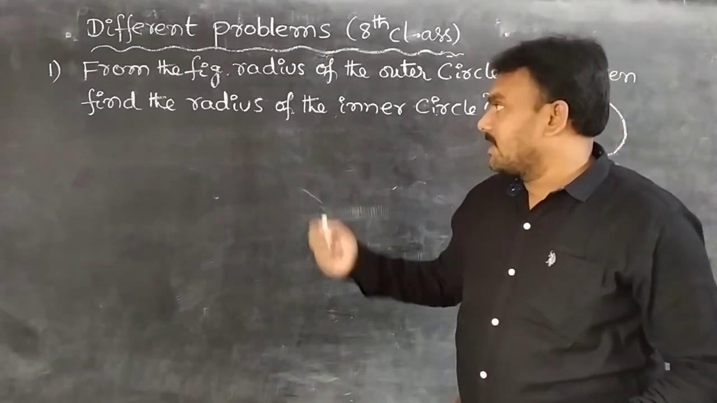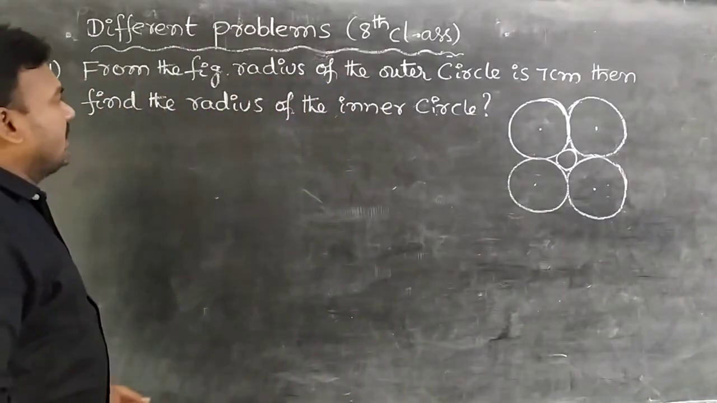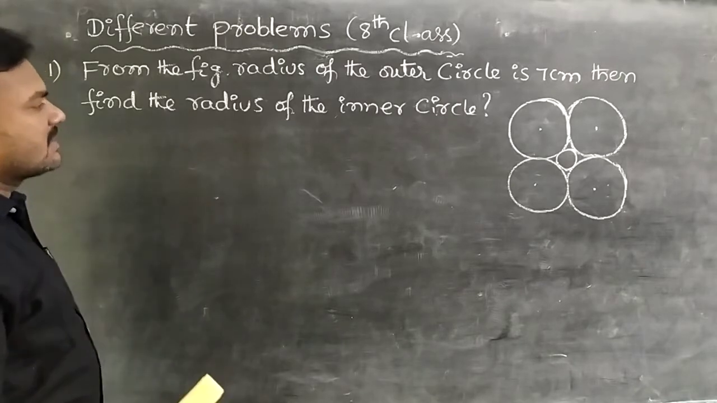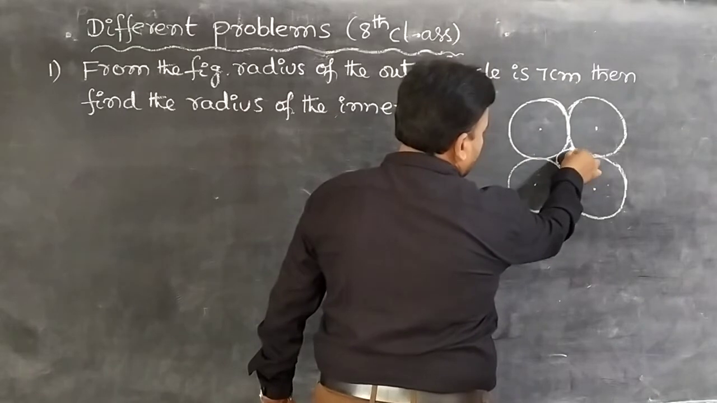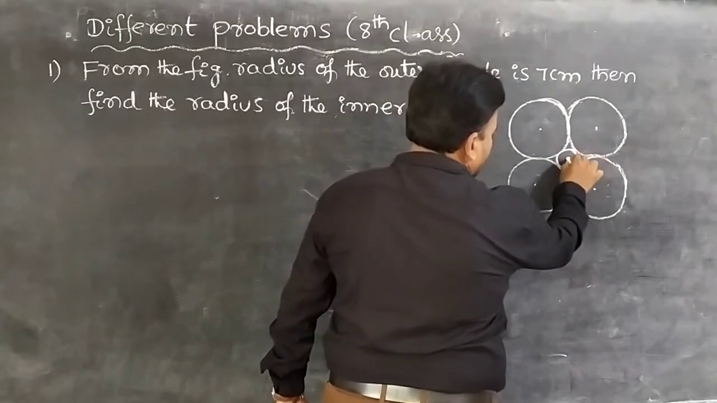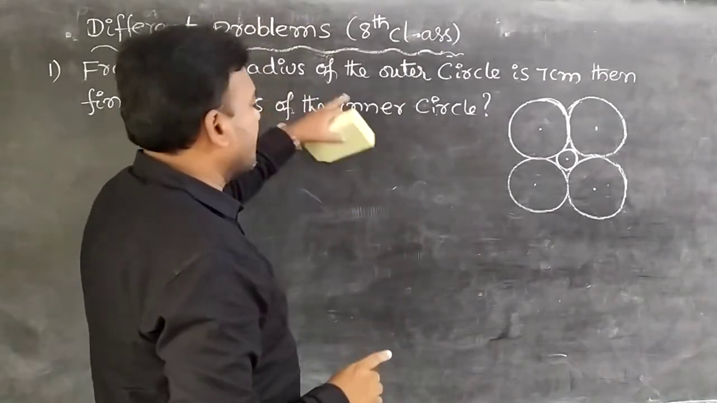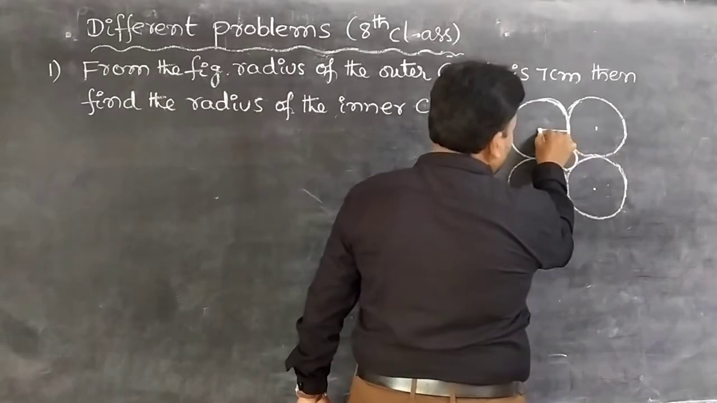Right. Here, observe carefully. The first problem is: the radius of the outer circle is 7 centimeters. Then find the radius of the inner circle. So here, this is the outer circle and this is the inner circle, students. The outer circle radius is given. This is the radius of the outer circle, students.